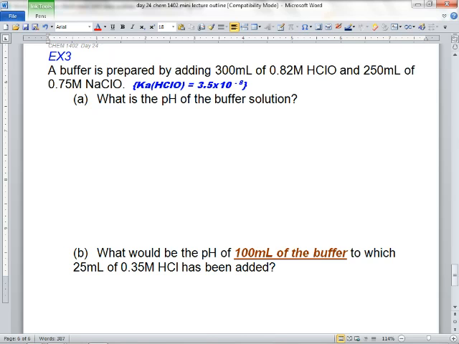Last one. Try this one. A buffer is prepared by adding 300 mils of 0.82 molar hypochlorous acid and 250 mils of 0.75 molar sodium hypochlorite. And I give you the Ka. What's the pH of the buffer? Now do part A. Don't jump to part B yet. There's a little twist there.